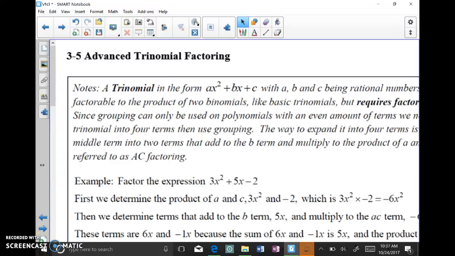Algebra 1, Common Core, Unit 3, Section 5, Advanced Trinomial Factoring. So we've learned a couple of factoring styles so far this unit. We learned about GCF factoring, difference of two squares factoring, basic trinomial factoring, and grouping.